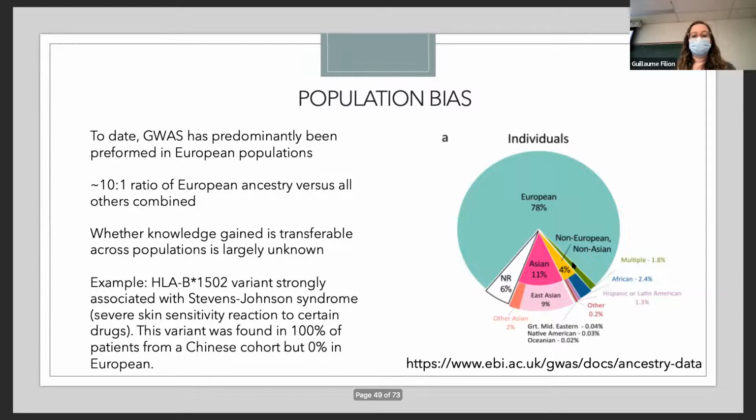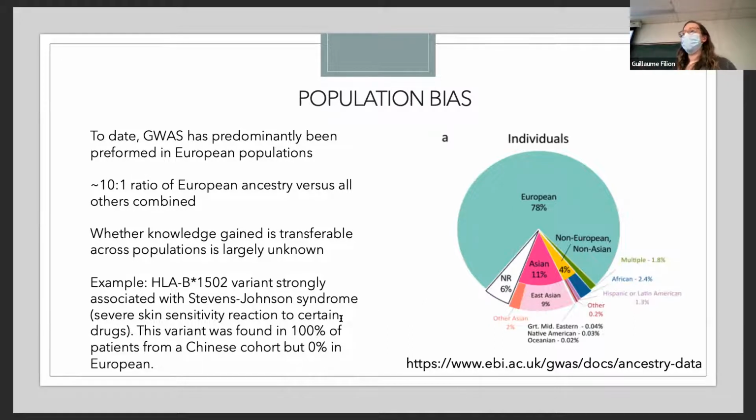An example of this that I thought was really intriguing: there was this HLA variant that was found to be strongly associated with Stevens-Johnson syndrome, which is a severe skin sensitivity reaction to a particular drug. When they tested a cohort of Chinese patients, they found it in 100% of the patients. But when they tested it on Europeans, they found it in 0%.